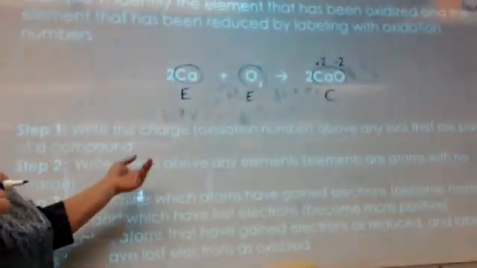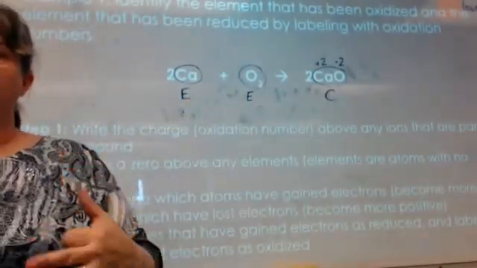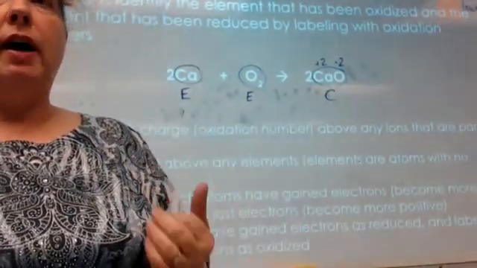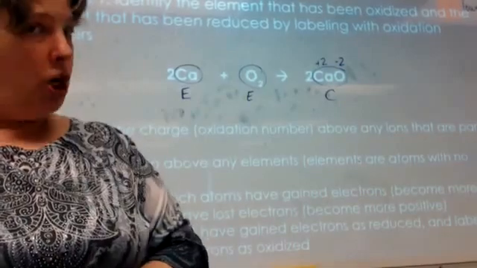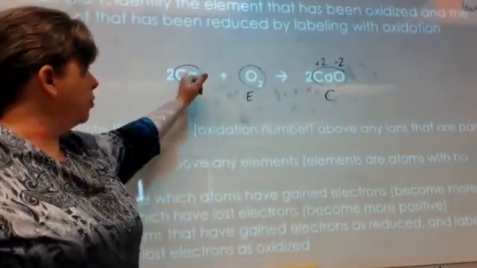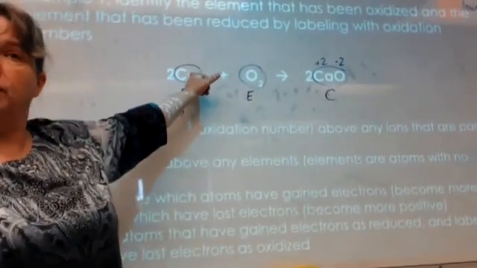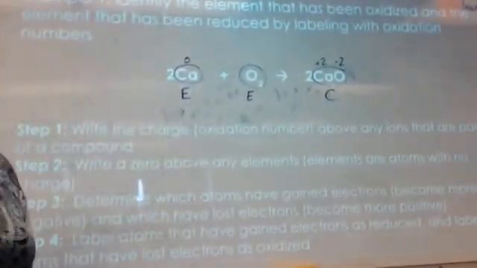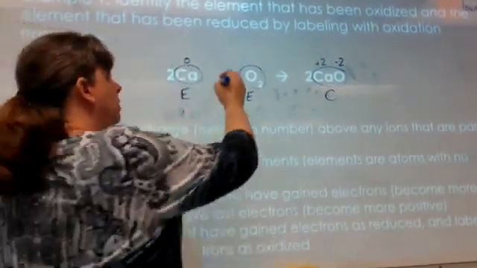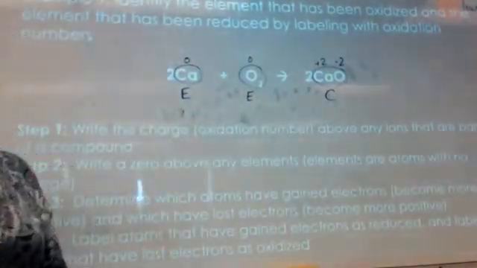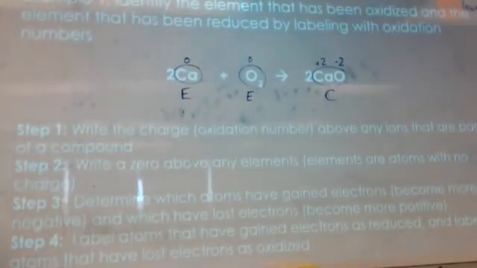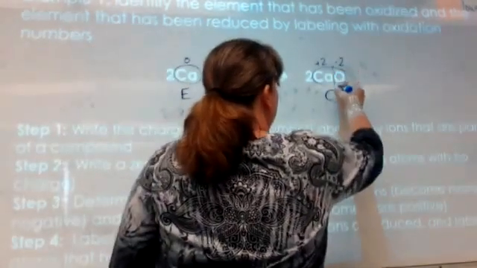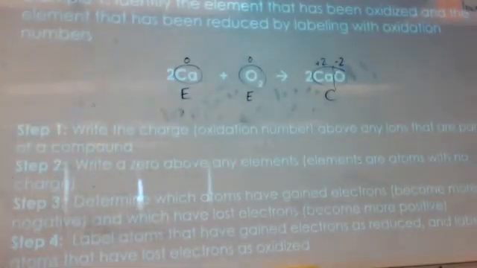Now we're going to go to our elements. When elements aren't part of a compound, do they have a charge? No. These have not joined with anything at this point, so they don't have a charge. All elements have an oxidation state of 0. So we're going to write a 0 above each of our individual elements. I'm going to draw a line down there just so you can see that there are 2 different ions in that compound.